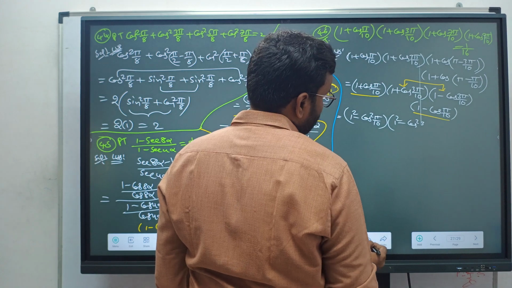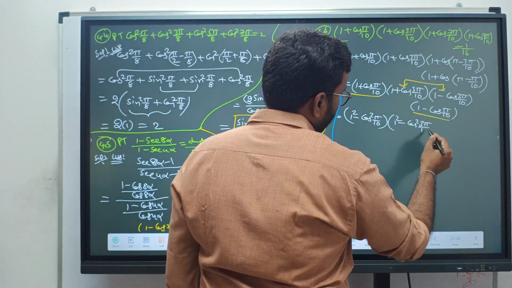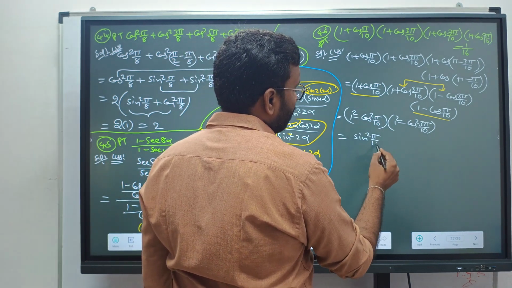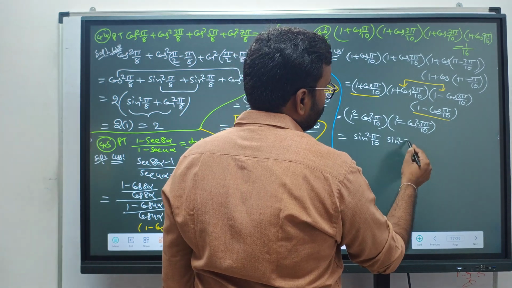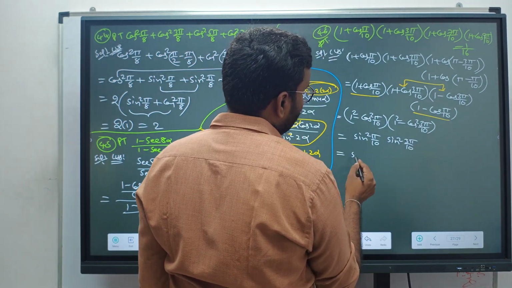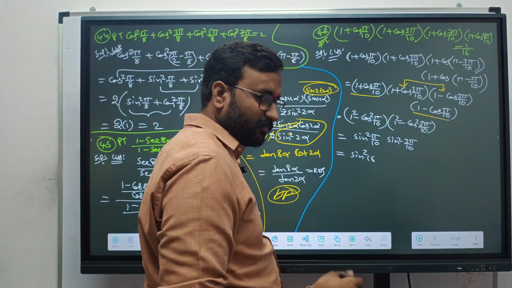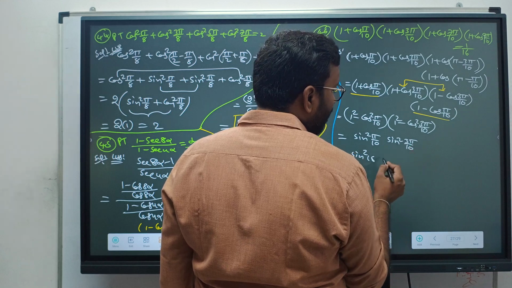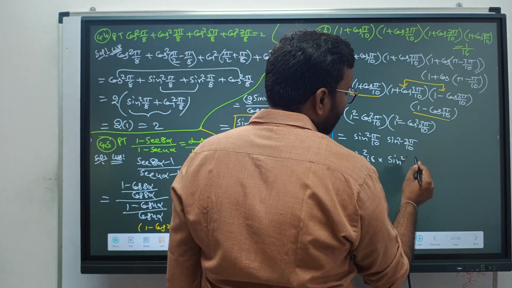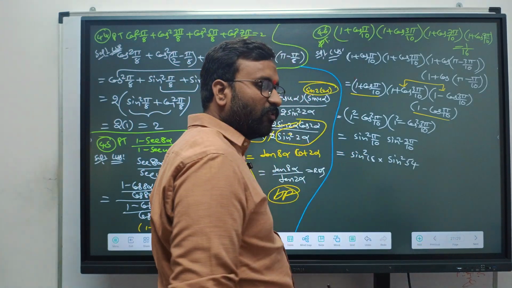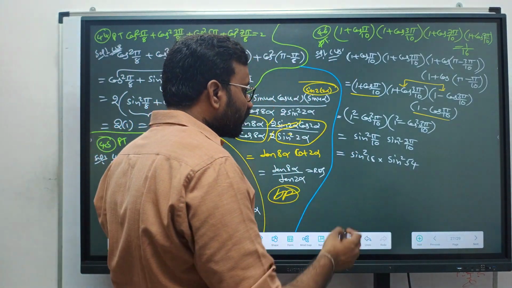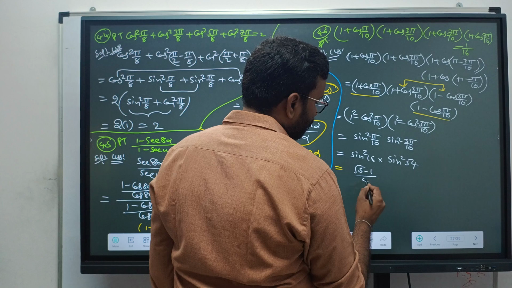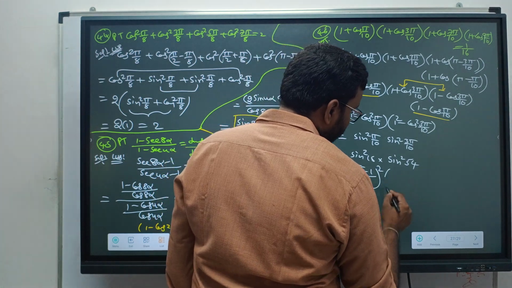Which is equal to 1 minus cos square θ is sin square θ, so sin square π/10 and sin square 3π/10. What is π/10? 180 by 10, that is 18 degrees. And 3π/10 is 54 degrees. What about the sin 18 value? We already proved that it is (√5 − 1)/4, whole square. What about the sin 54 value?